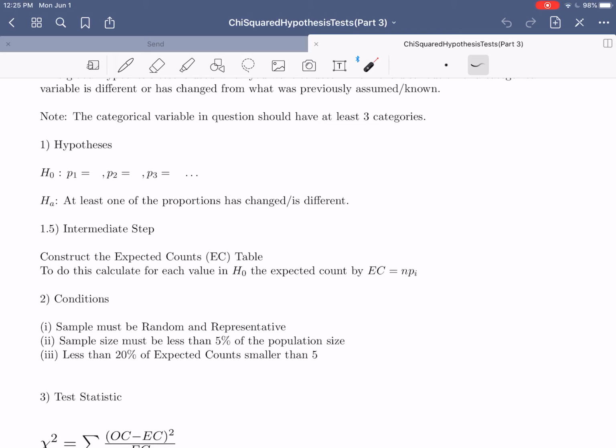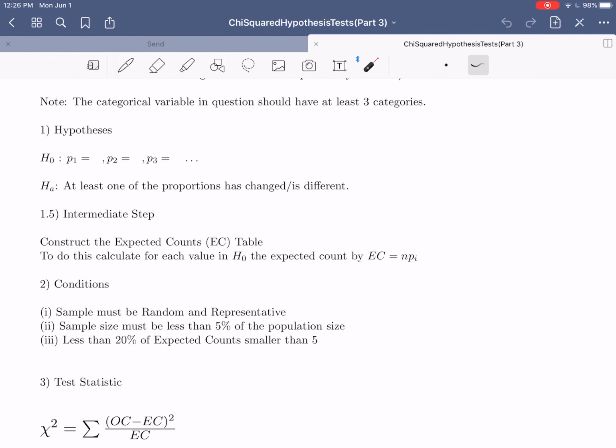Just like the chi-square test for independence and homogeneity, there is an intermediate step that we will do after we set the hypotheses. It's going to be constructing an expected counts table, just like before, but the way we do it is a little bit different. It doesn't make sense to do row total times column total and all that stuff because we don't have a two-way table.